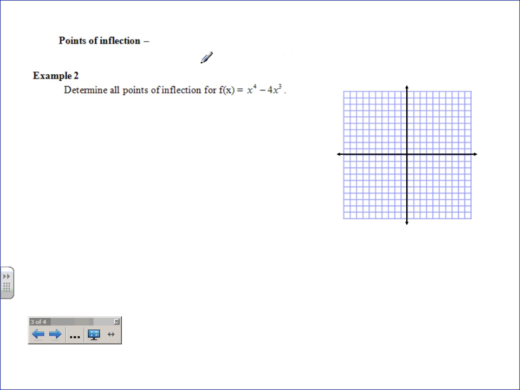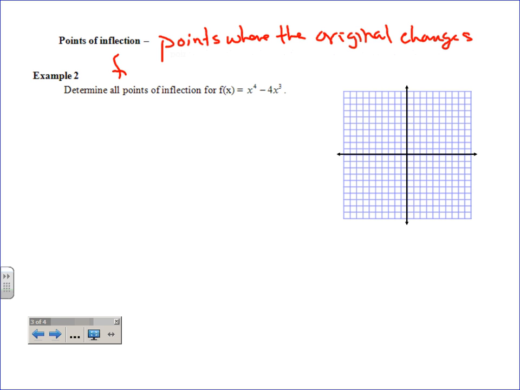Okay, so points where the original, very important to know there, changes from concave up to concave down, or vice versa, meaning it can change from concave down to concave up. Okay? And that makes sense.